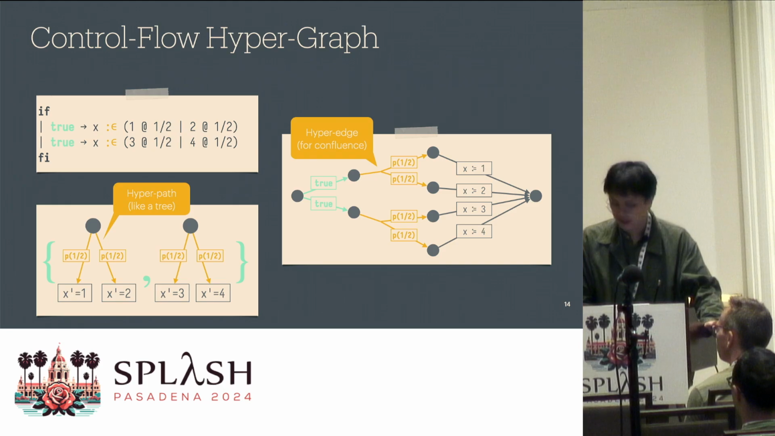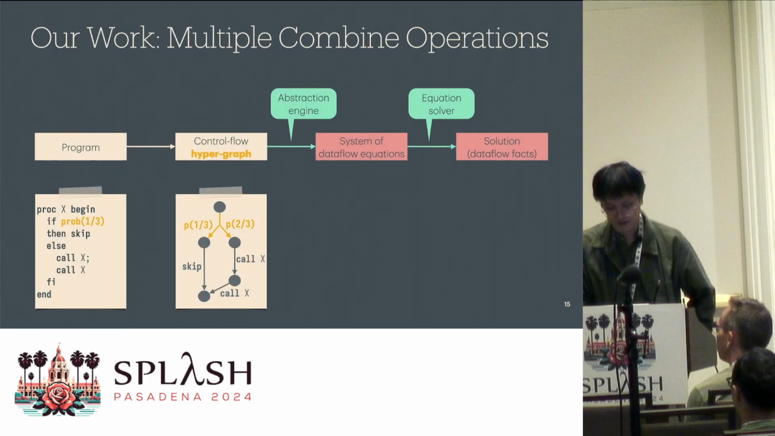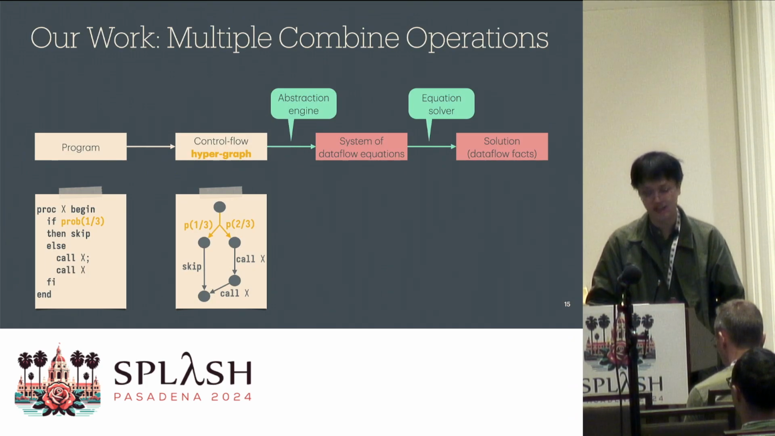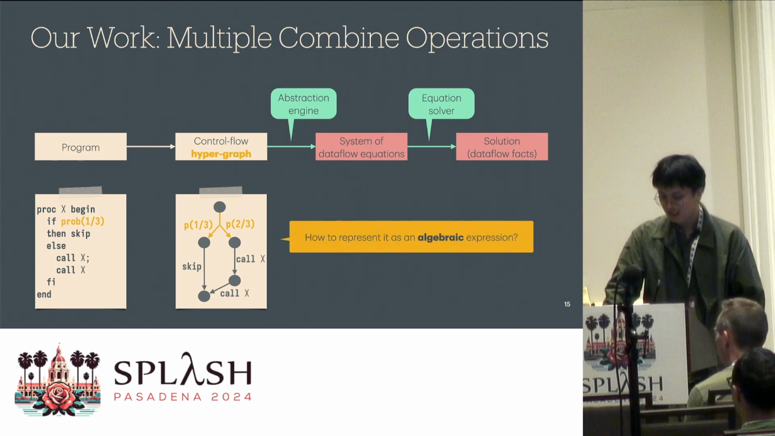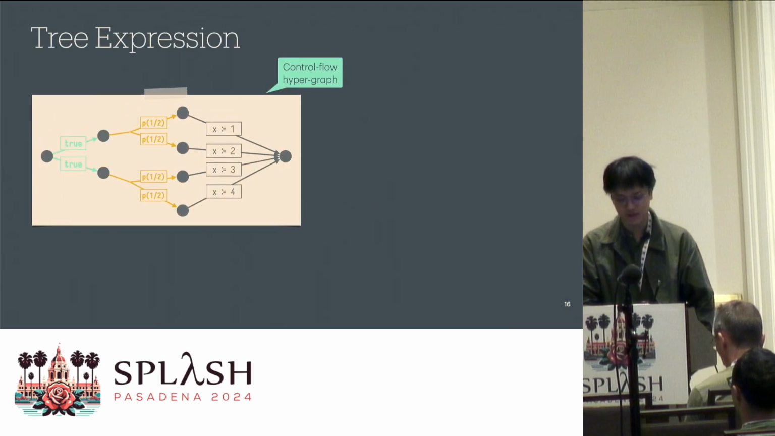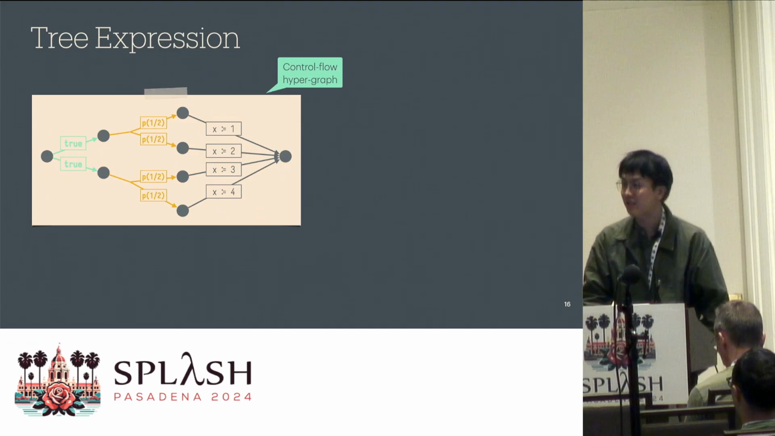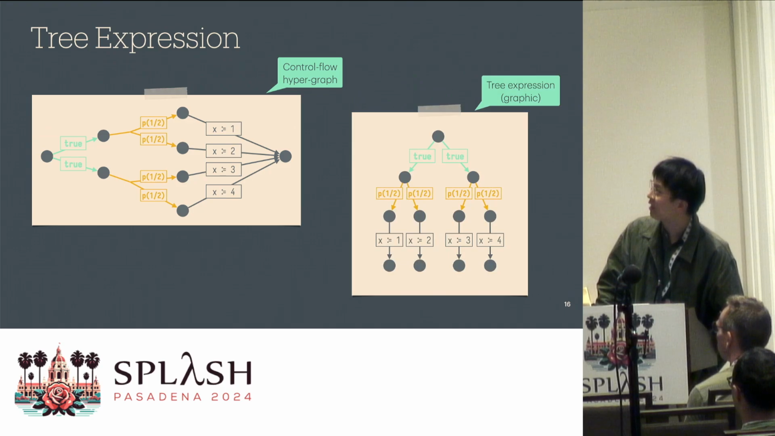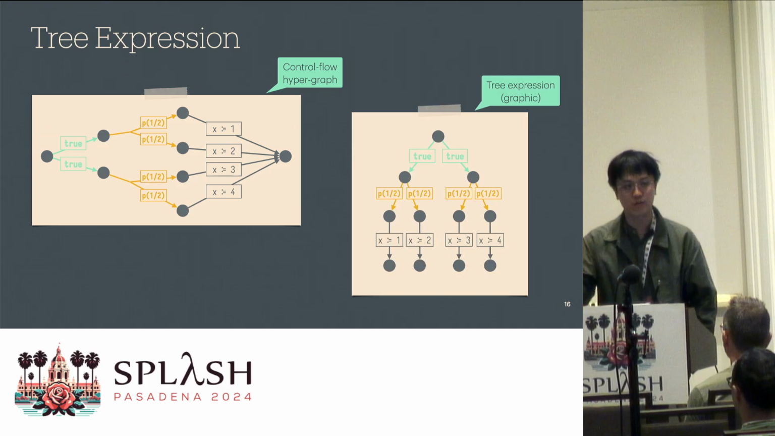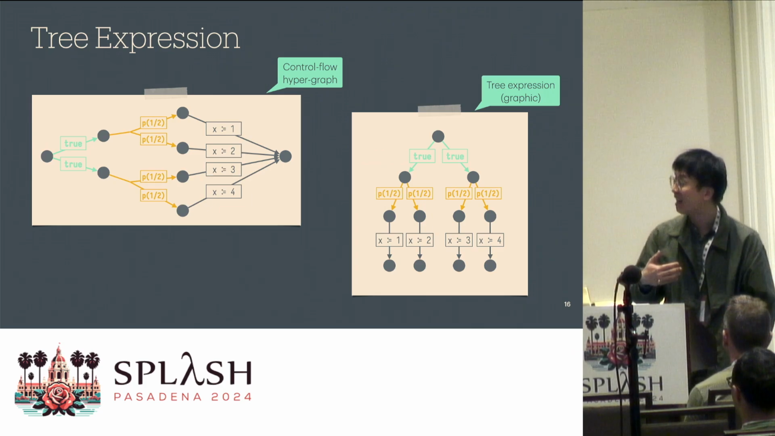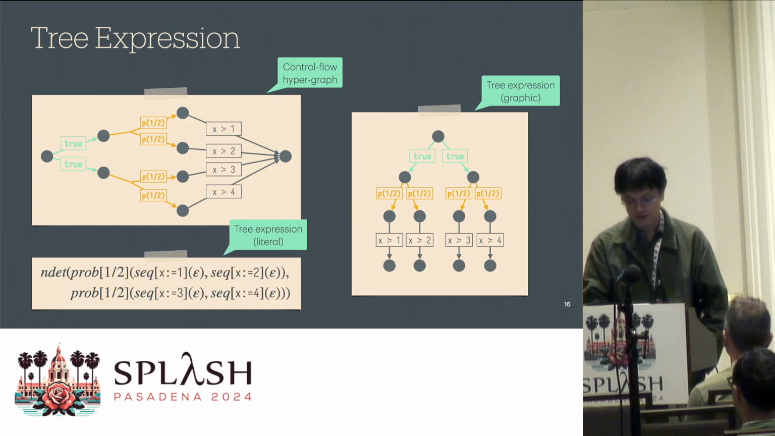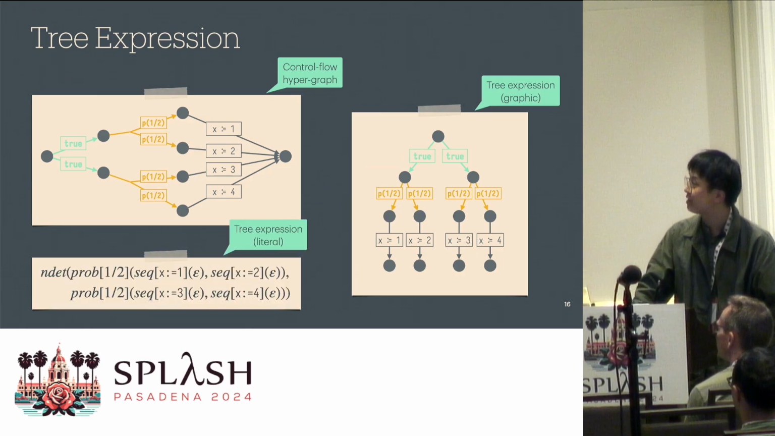So once we have this control flow hypergraph, we can then think about how to represent it as a data flow equation algebraically. The idea is that we can represent this control flow hypergraph as a tree expression. The high-level idea is we can unfold the control flow graph from the entry node to the exit node. Then we can obtain a tree-like structure where every root-to-leaf path stands for an execution path in the original control flow hypergraph. Then we can also turn it into a finite expression, like a tree expression.